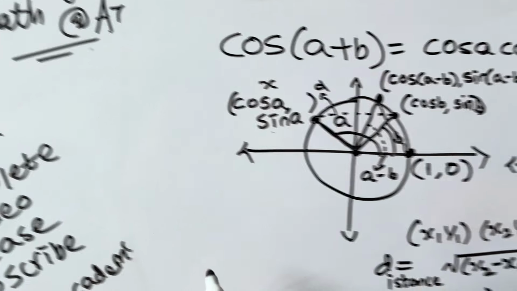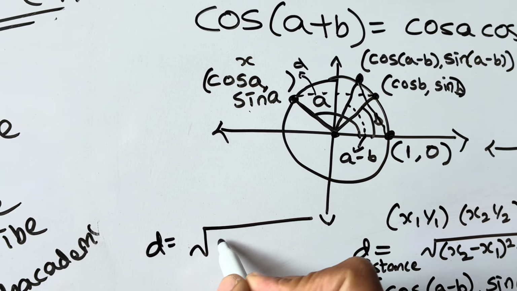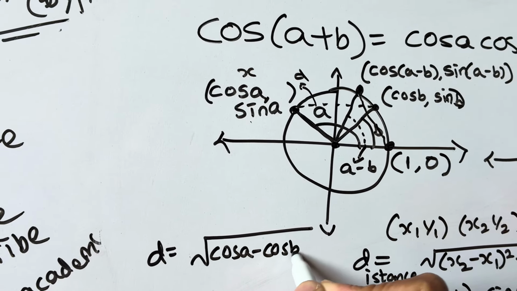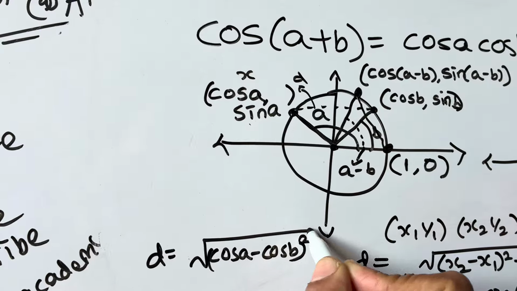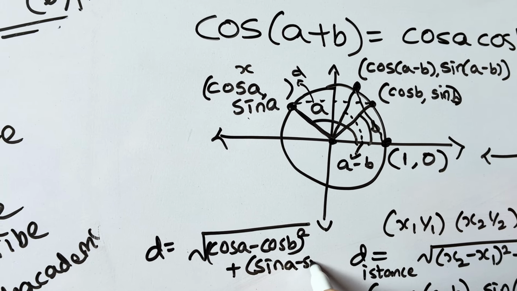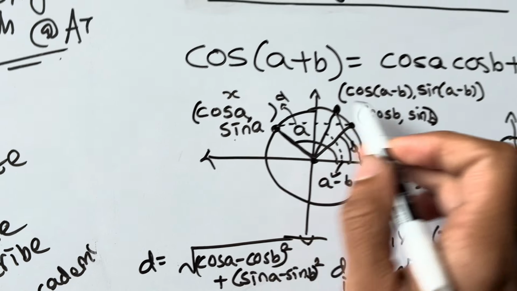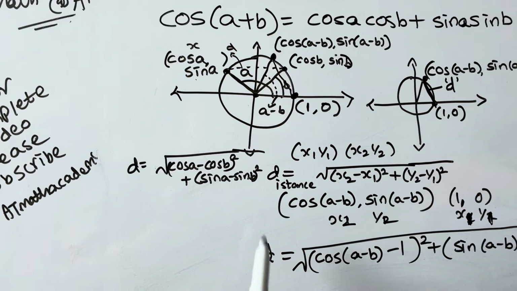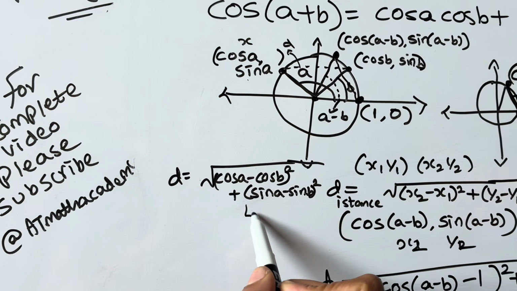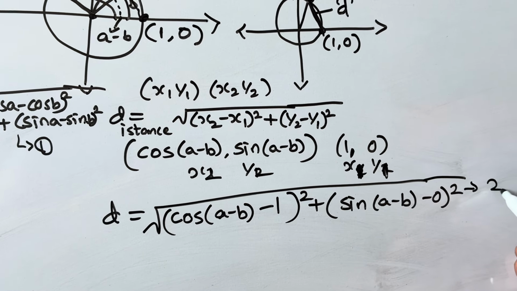the distance between these 2 points can be written as D is equal to the square root of (cos A minus cos B) square plus (sin A minus sin B) square. Okay, so this is again the distance between these 2 points. So now I have 2 formulas for the distances: equation 1 for the first points, and equation 2 for the second points.